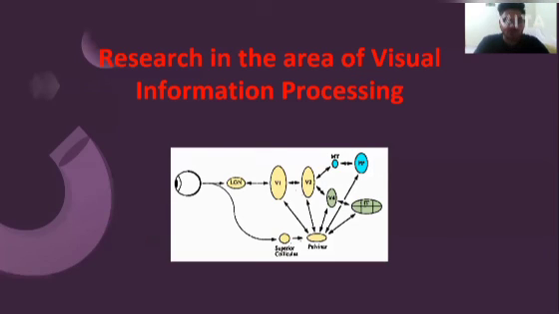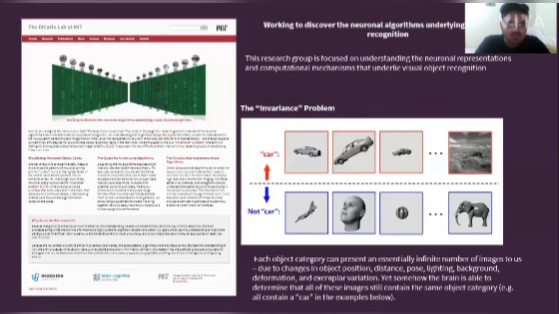And now I'll talk about the research in the area of visual information processing. There is the DiCarlo lab at MIT, which is working to discover the neural algorithm underlying visual object recognition. It is also working on the invariance problem, like how we can decide it is a car when there are different orientations and different backgrounds.